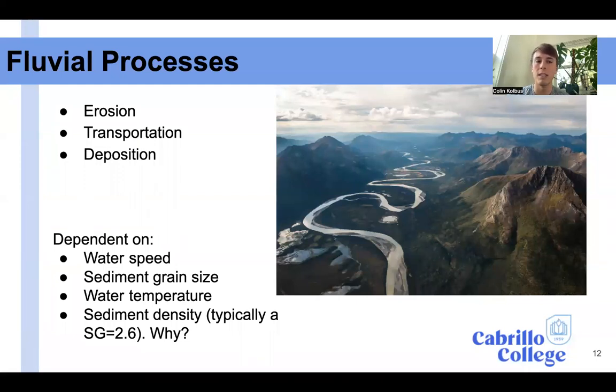Very important fluvial processes are erosion, transportation, and then finally deposition. And we will get more into this next week, but the flow of the river dictates the amount of sediment that's eroded out. Then that sediment is transported and carried along some distance until finally it's accreted and deposited on the side of the stream. This is dependent on the speed, the size of the sediment that it's carrying, and then also water temperature and sediment density, which is typically a specific gravity of 2.6. That's its density. And I want you to think about why that is.